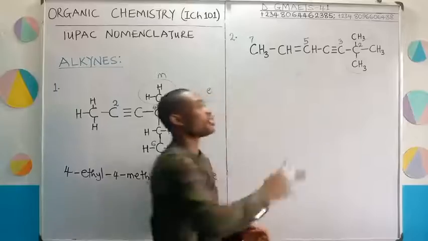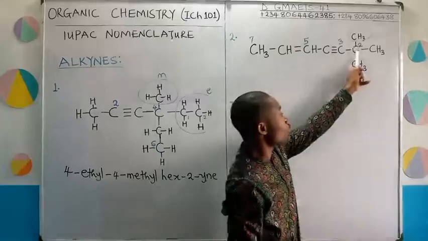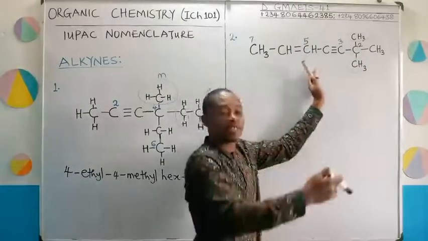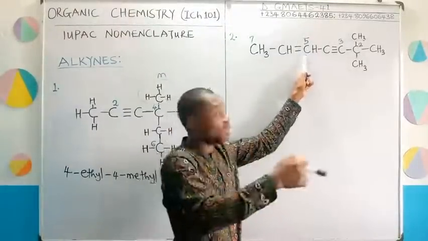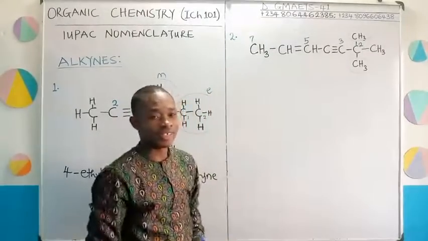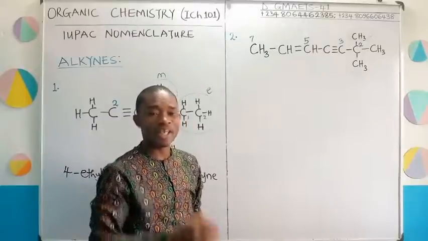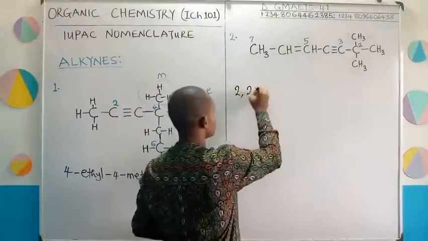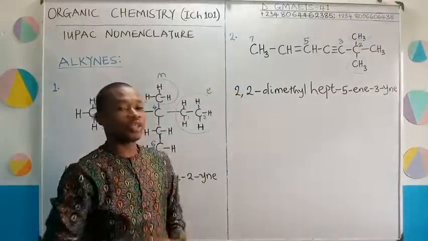2,2-dimethyl, and then hept-5-ene-3-yne. Once again, 2,2-dimethyl. The longest carbon chain is 7, giving us the prefix hept. The double bond is on the 5th carbon atom, which will now be 5-ene. And then the triple bond on the 3rd carbon atom, which will now be what? 3-yne. So that's how we analyze the structure. Is that okay? We go 2,2-dimethyl, hept-5-ene-3-yne. Correct. So we are done with this structure number 2.